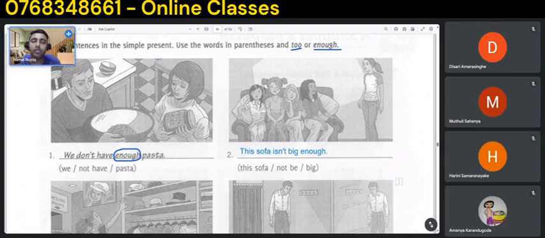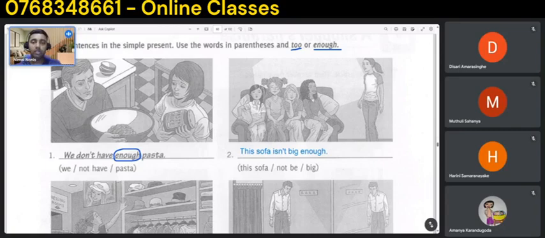That's the sentence that we have right now. This sofa isn't big enough. It is not big enough, so five people can't fit in. Only four people can be there. They also find it a bit difficult. Four people have squeezed in to sit on this sofa, right? So the right sentence is this sofa isn't big enough.